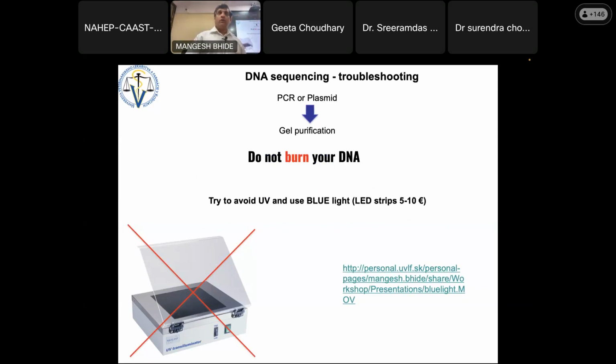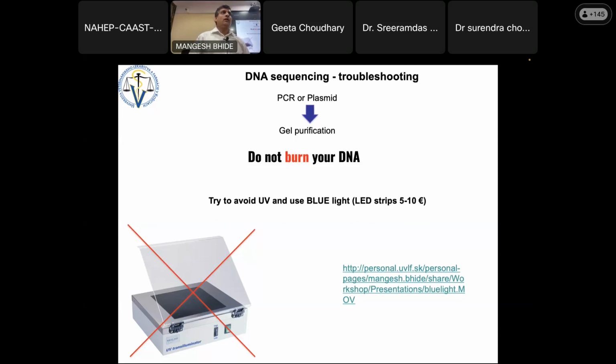Okay, now where you are losing your DNA, Rashmi, the main problem. How many seconds are you cutting your band? Yeah, that's a lot. Okay, so do you know why the more seconds, the more you are losing your DNA? No. Okay, so all those who are using the UV transilluminator, you are burning your DNA.